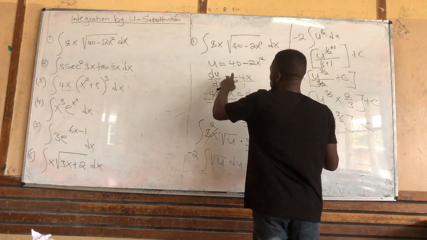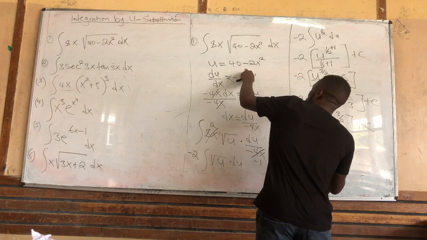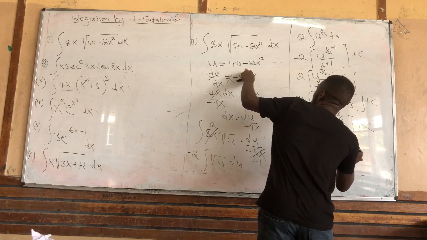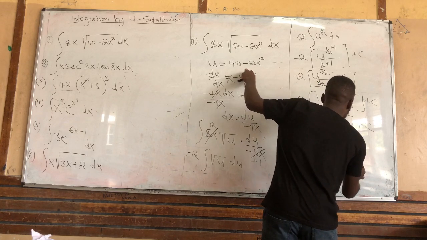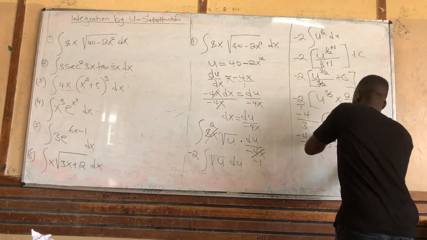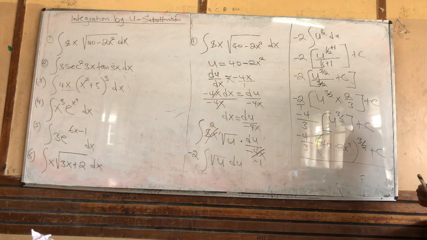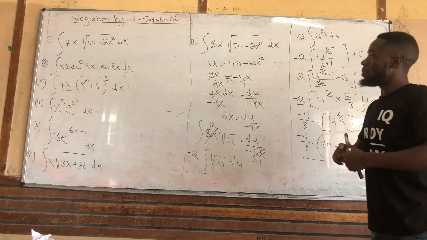So what is u? We need to replace where there's u. We put the actual value for u, which is 4 minus 2x squared, then we have 3 over 2 plus c. So meaning we end here. So this is how you solve these questions. So let's go to question number 2 there.